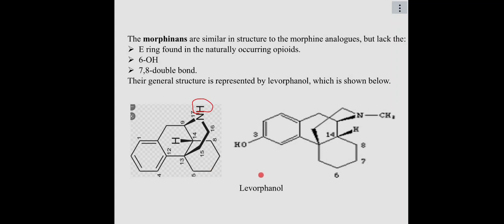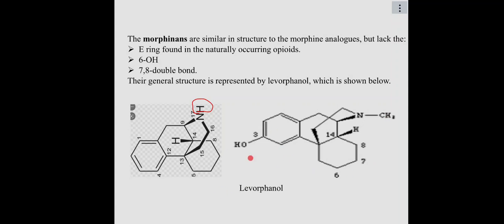Let us remember the hydroxyl group at position number 3 is needed. It is essential. It is necessary for analgesic activity or opioid binding. And if you look at this compound, we have already removed this ring. We have also removed the bond between position 8 and 7, and the hydroxyl group at position number 6. Since the oxygen we removed was not carrying any number, the numbering of this compound remains the same.